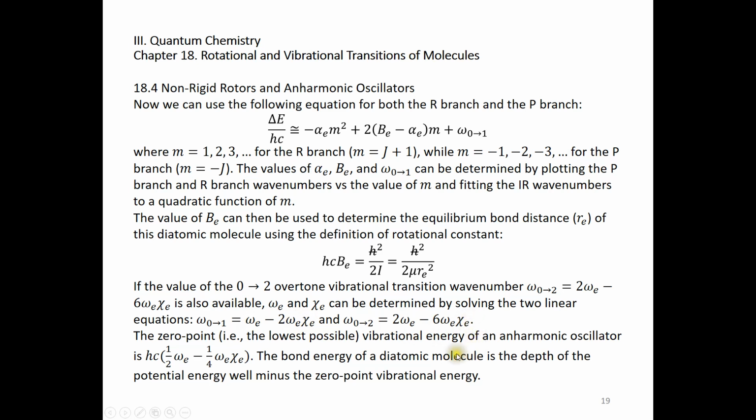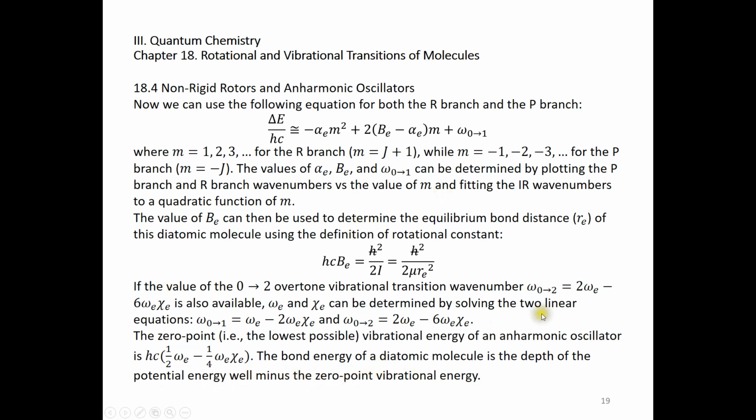So we can determine the value of omega e and then omega e chi e, and then you can determine chi e later. The 0-point vibration energy of an anharmonic oscillator is this. You can do a simple calculation given the formula for the vibration energy of an anharmonic oscillator. It's h times c times 1/2 omega e minus 1/4 omega e chi e. Over here, this comes from n plus 1/2, and this is n plus 1/2 squared. The bond energy of a diatomic molecule is the depth of the potential energy well minus the 0-point vibrational energy.